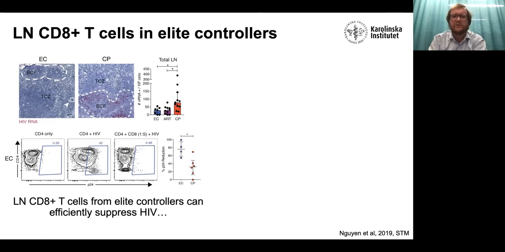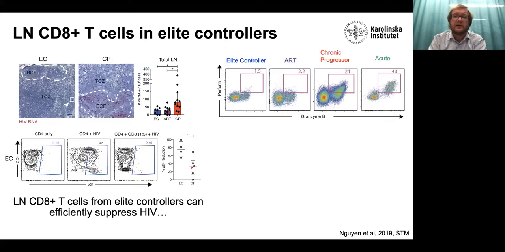So in other words, lymph node CD8 plus T cells from elite controllers can efficiently suppress HIV, but what does it correlate to? And one of the first things that we started to look for, and which was one of the hypotheses of this study, was that potentially these individuals have higher cytotoxic capacity.